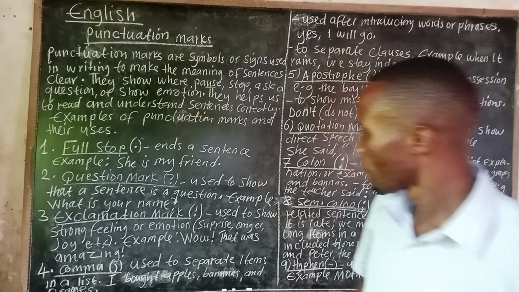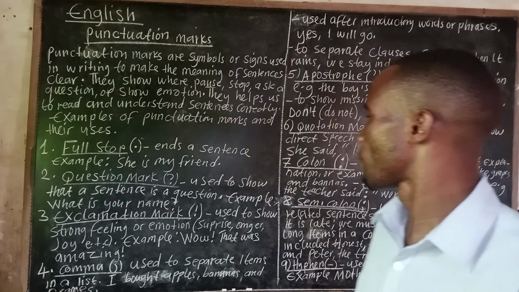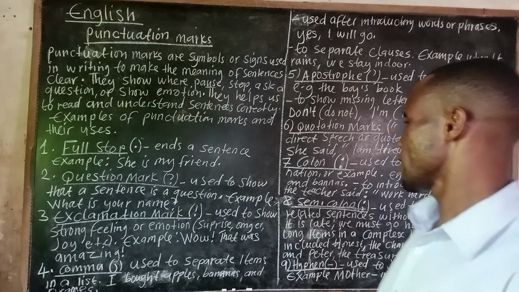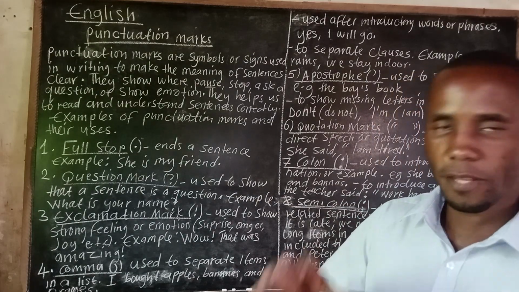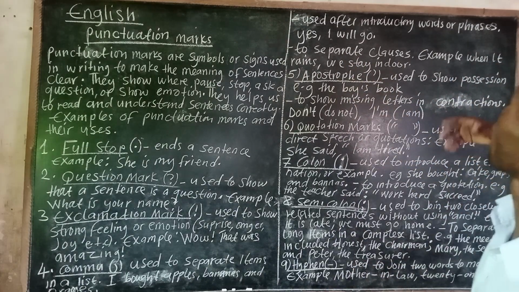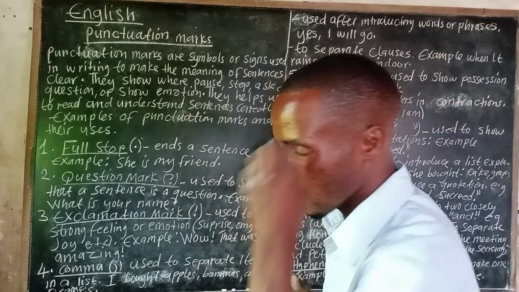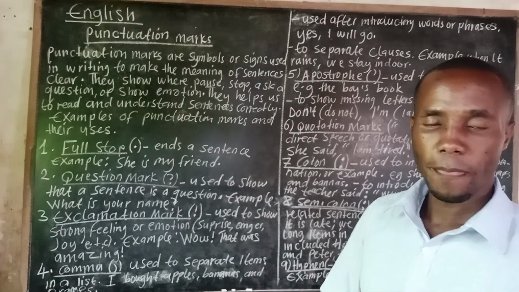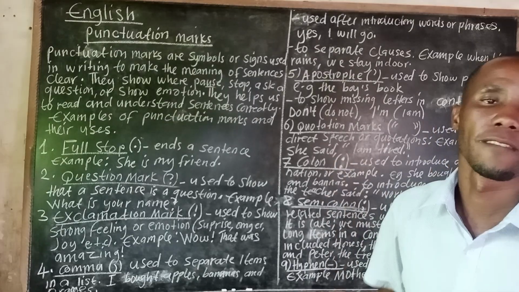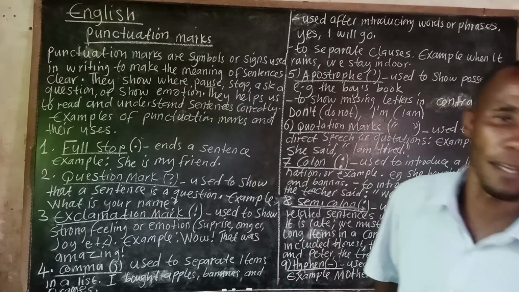Then 4, we have the comma. This is the symbol for the comma. A comma is used to separate items in a list. For example, I bought apples, comma, bananas, and oranges. They are there to separate what? Things. Not only that, a comma is also used after introductory words or phrases. If you have written an introductory word or phrase, before writing the next word, you should put a comma. For example, yes, that is an introductory word. Yes, I will go. That is what you are supposed to use it for.